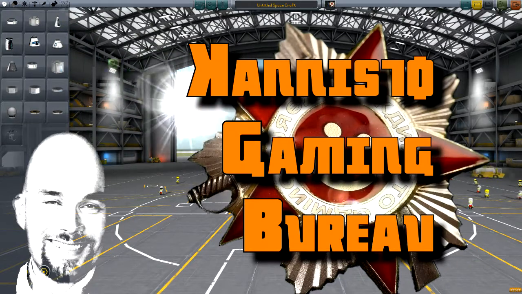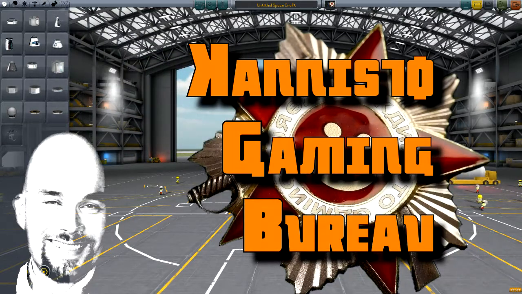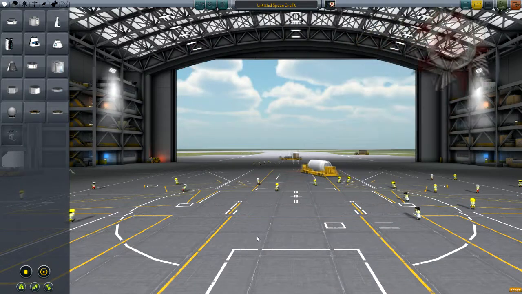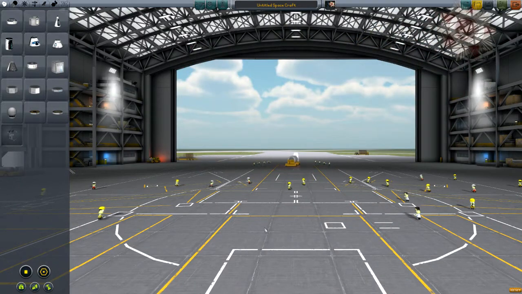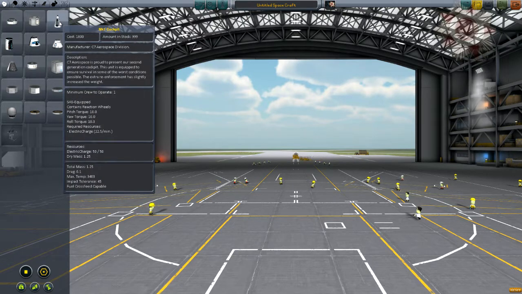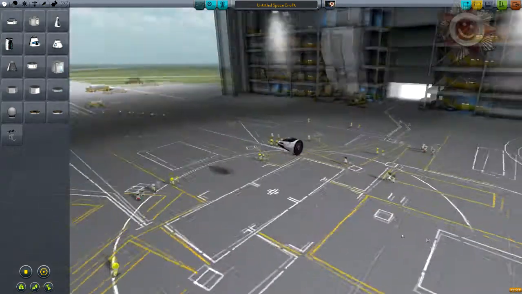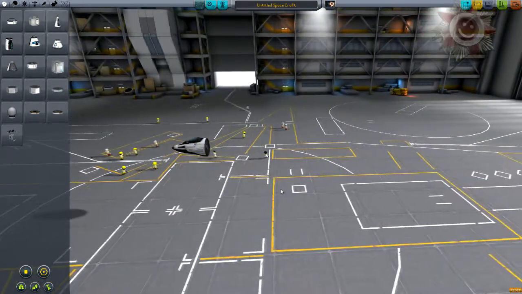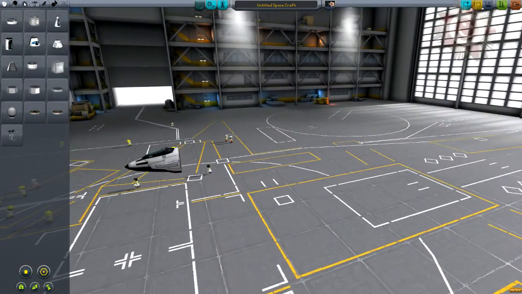This is version 0.21.1 and we are going to build a space plane. We'll start with this Mark 1 cockpit and go on from there.